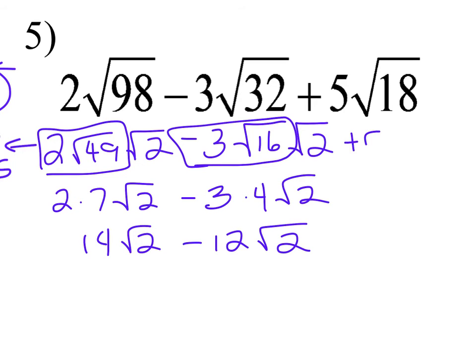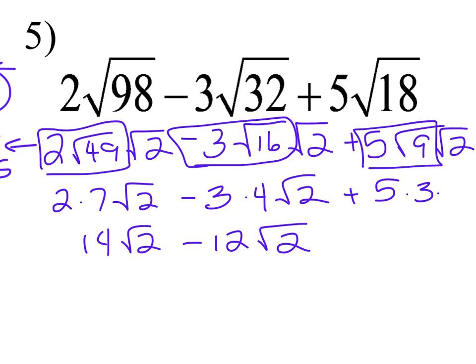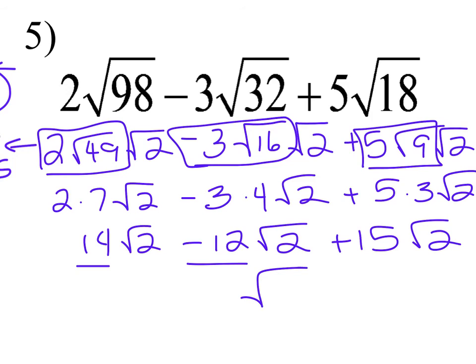And then 18, we just did 18. We know it's 9 and 2. So it's 5 times 3. Remember, put the perfect square and the number in your calculator, or know that it's 5 times 3. And now we just did 14 minus 12. These all have 3's. 14 minus 12 is 2. Plus 15 is 17. I think that looks good.